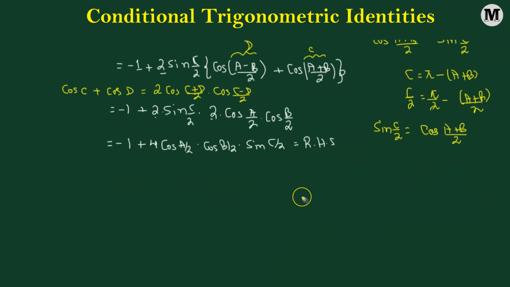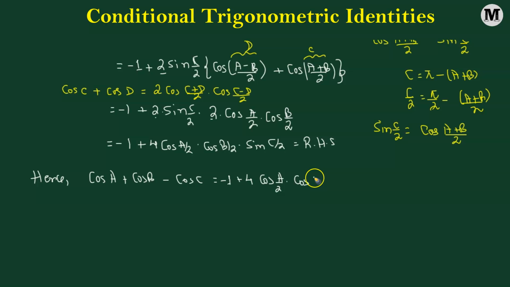So here we have successfully shown that, if we have cosine of the angle A added to cosine of the angle B minus cosine of the angle C, then this is going to be equal to negative 1 added to 4 times cosine of the half angle A over 2 multiplied to cosine of the half angle B over 2 times sine of the half angle C over 2. This is going to be true with the condition that A plus B plus C, the sum of the angles of the triangle, must be equal to pi radians. Hence proved.